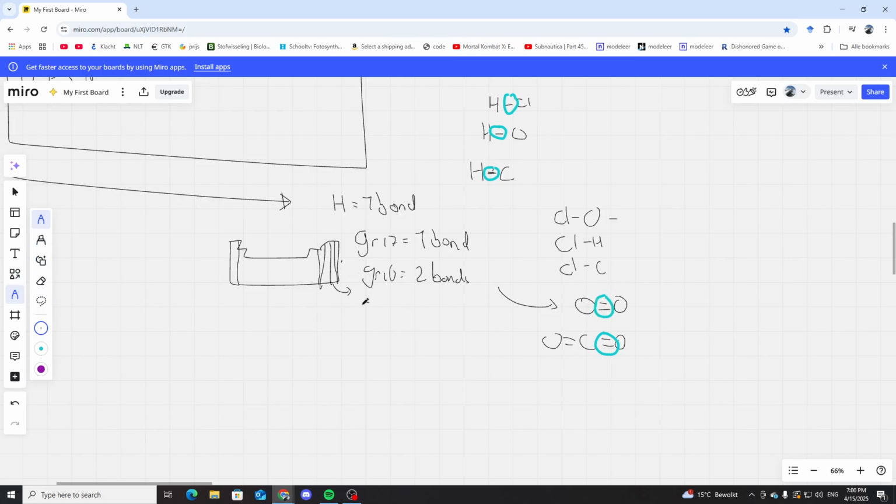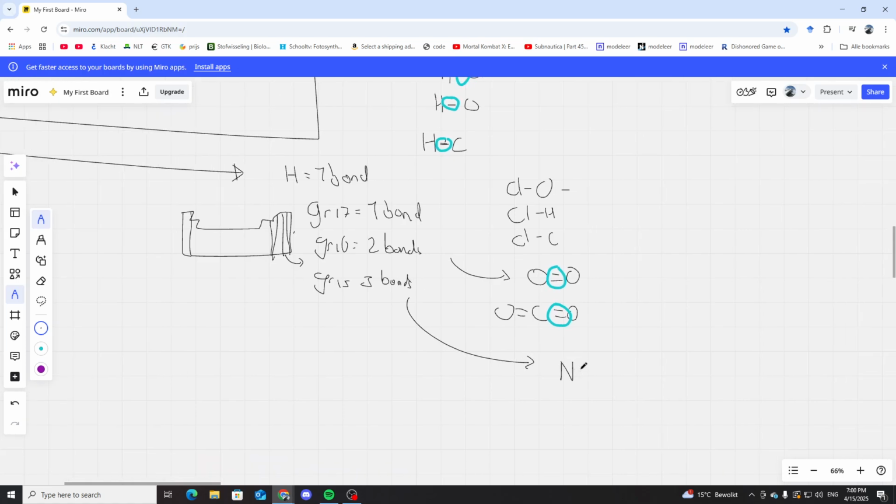And then hopefully we're going to see a trend here. If it's from 17 to 16, now we have 15. And if it's from 1 bond to 2 bonds, I hope you see that this would be then 3 bonds. So for example, we have nitrogen, which is connected to 3 different hydrogens, for example, because it is in group 15.